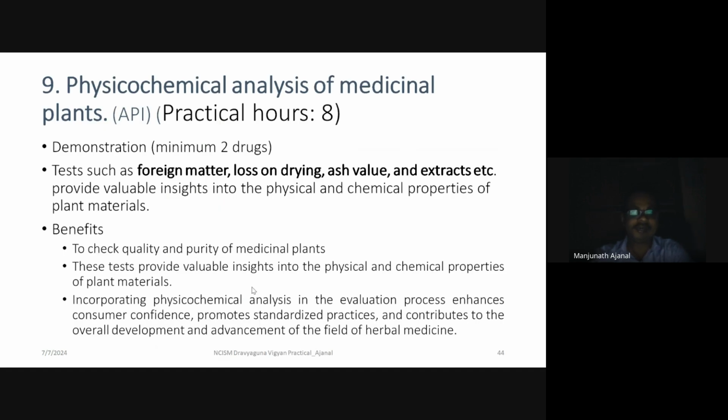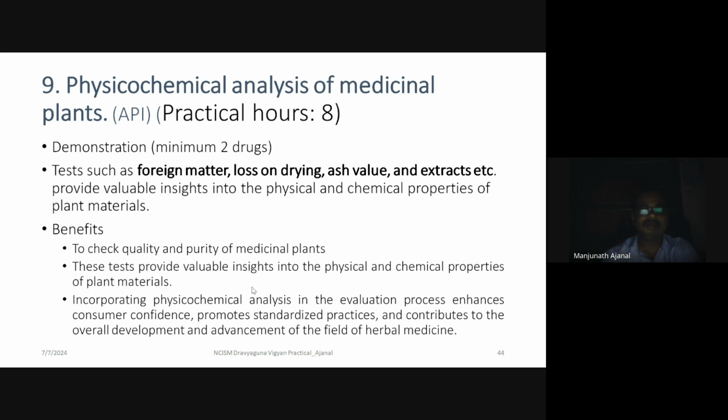And the ninth practical is physicochemical analysis of the medicinal plant. So till now we have seen the understanding of fundamentals. From here onwards, we need to assess the quality control measures of the plant, like physical characters and chemical characters, and how they need to be done.